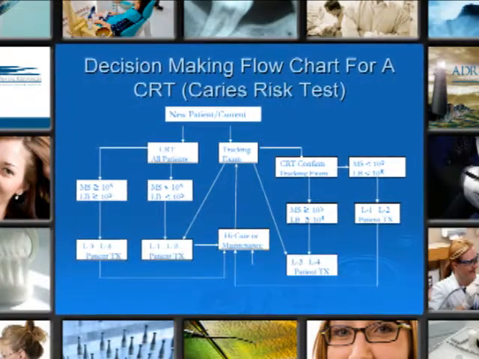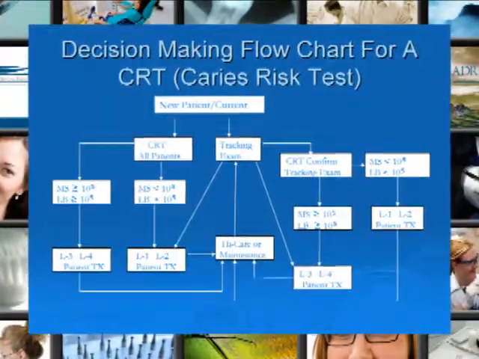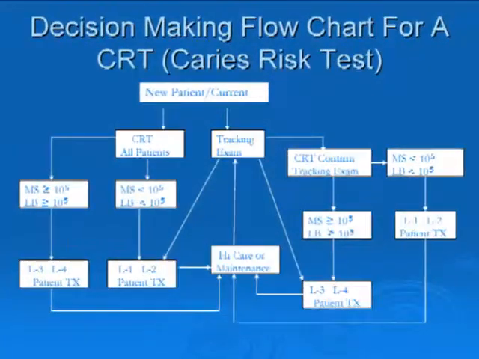What we're looking at during the caries risk test is the bacterial growth of the strep mutans bacteria and the lactobacillus. You can see here that if, to the left, if the mutans strep and the lactobacillus are greater than 100,000 colony-forming units, the patient will end up classified as a level 3 or a level 4. If those strep counts are less than 100,000 colony-forming units, the patient will be classified as a level 1 or level 2, unless there are other factors that you see clinically that you might want to bump that risk factor up. The tracking exam gets to the same point.